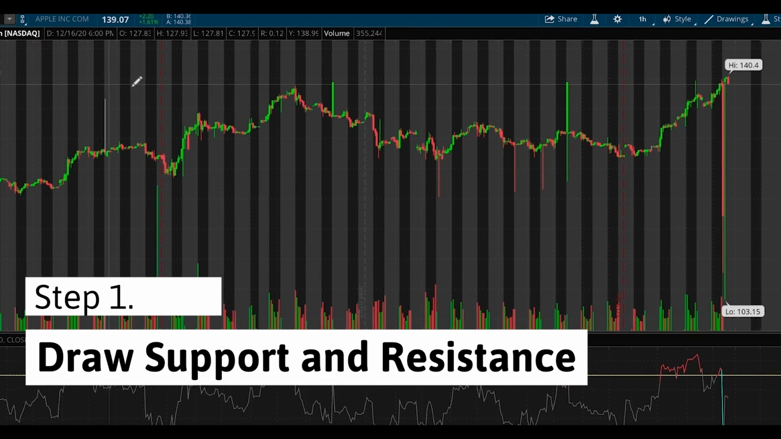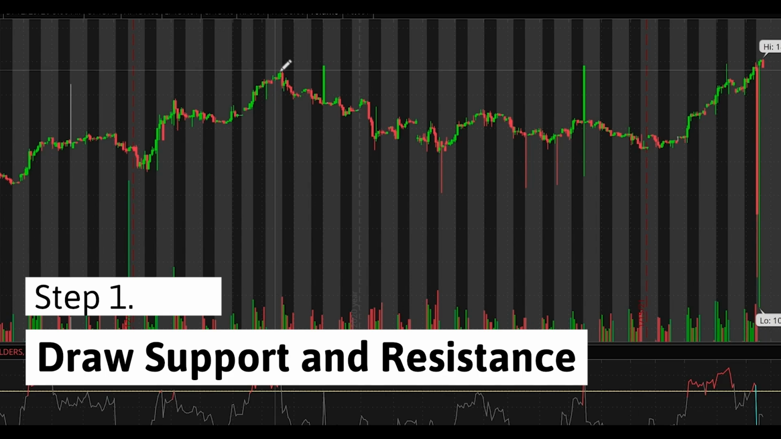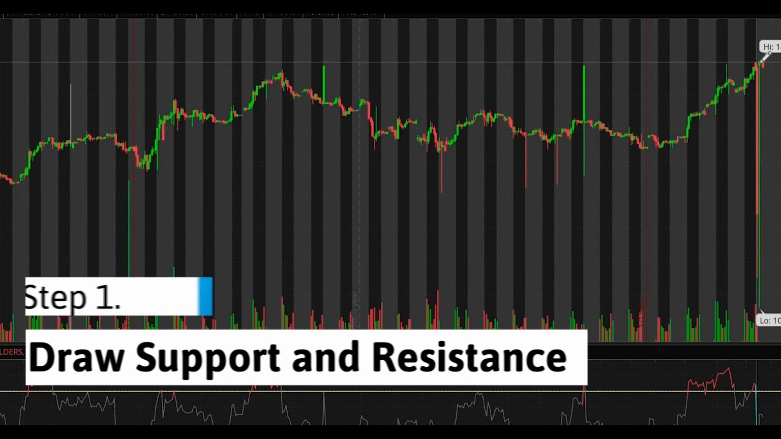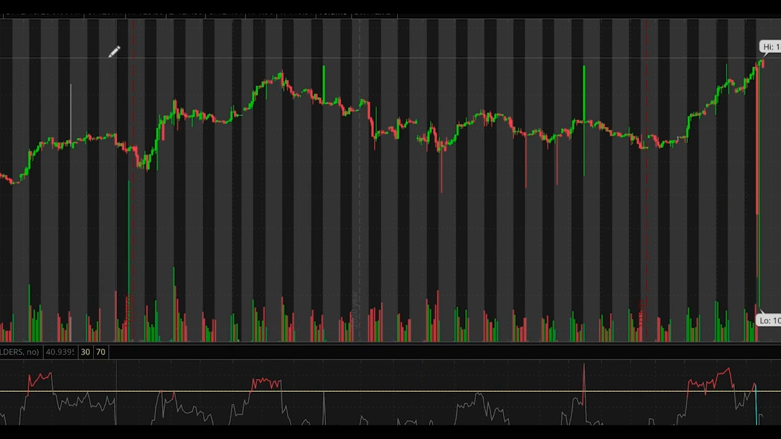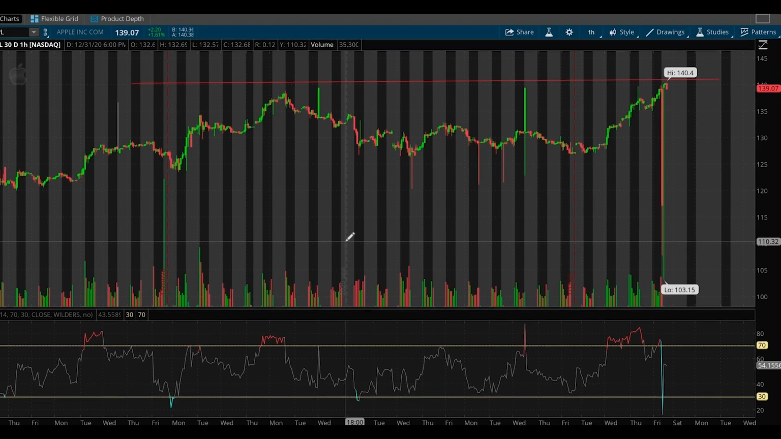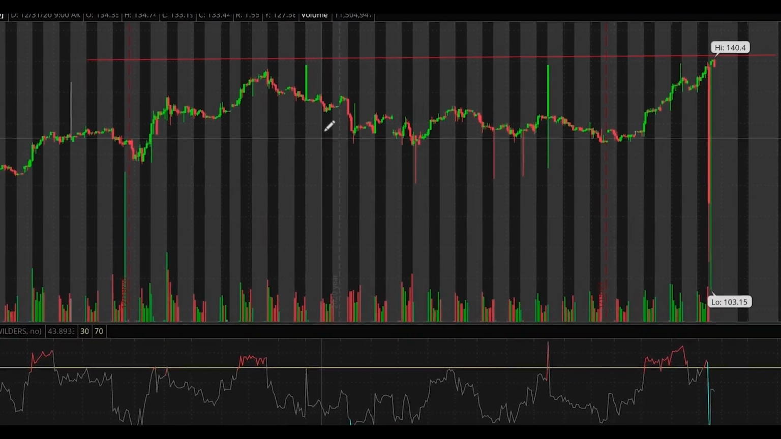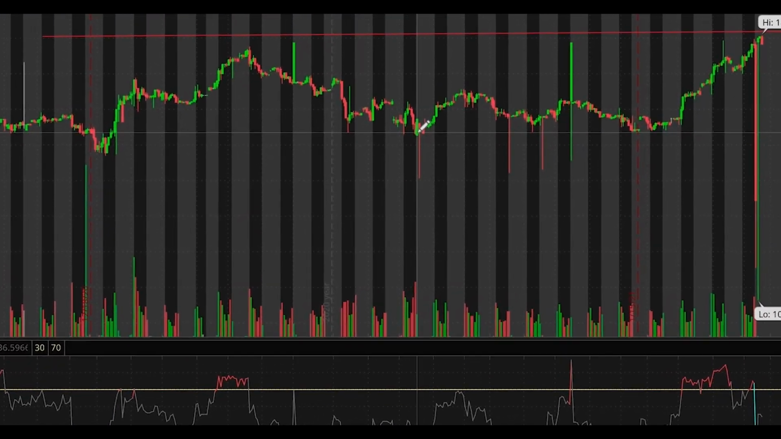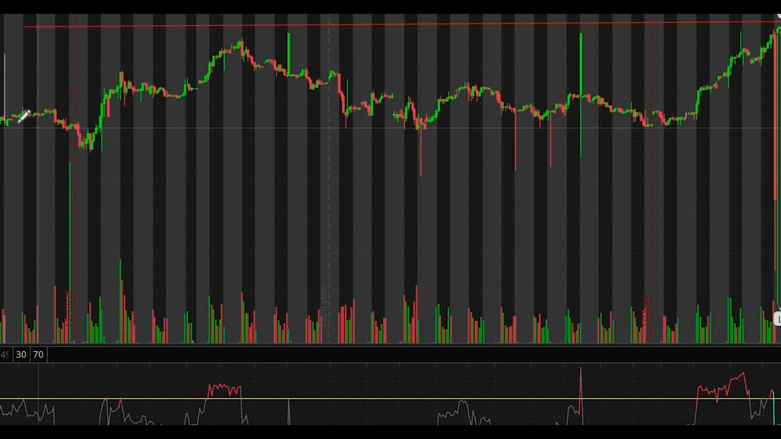So previously around 140, we got some resistance here, and it looks like we're just coming close to that as well. So I'm going to draw that as a key point by clicking and dragging. So that's my first resistance line. And we have a lot of support around here. It looks like it bounced around this 125 level. So we're going to draw a line around there as well.